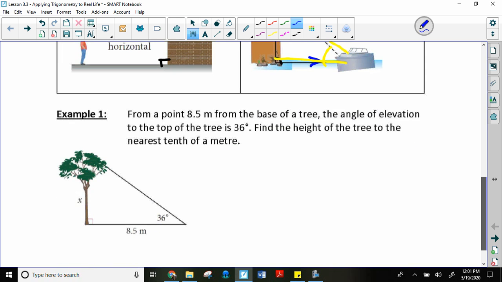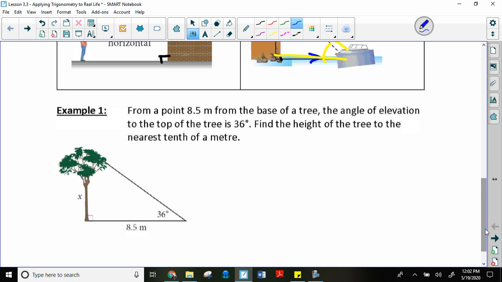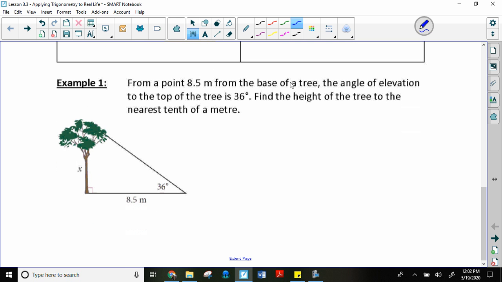So here's a tree, stands straight up and down to the ground. From a point 8.5 meters from the base of the tree, the angle of elevation, so it's elevation that's happening from the ground to the top, is 36 degrees. Find the height of the tree to the nearest tenth. That's 1 decimal place, tenth of a meter.